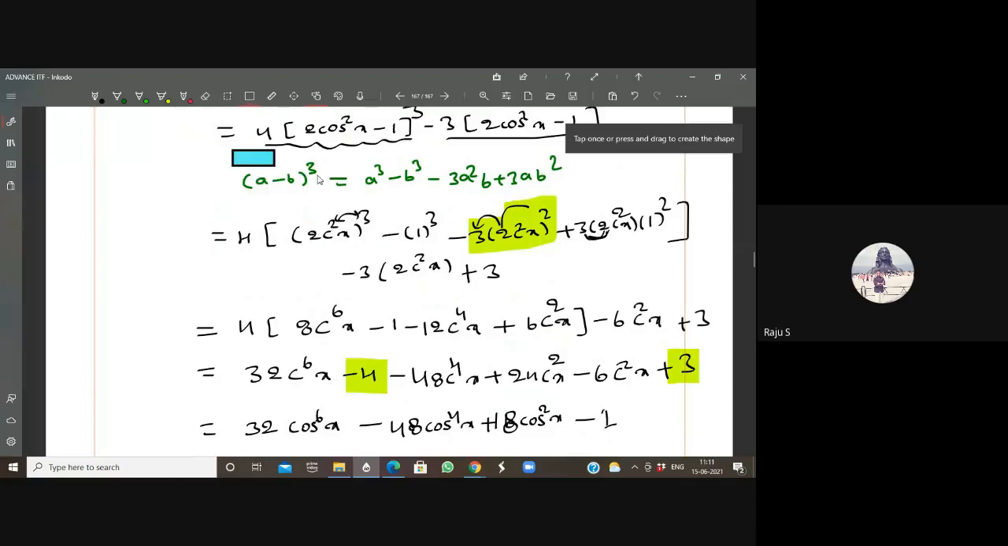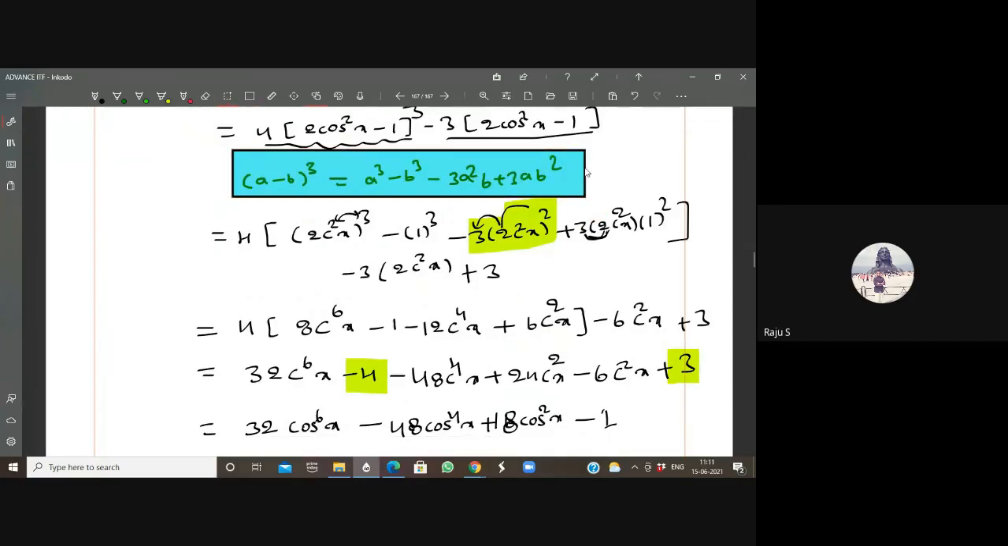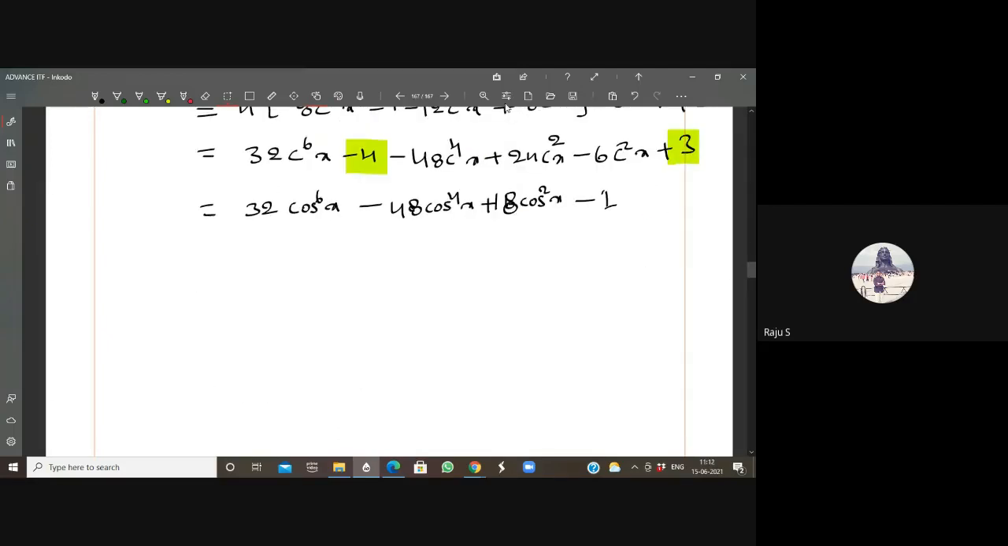A minus b whole cube, you can write as a cube minus 3a square b plus 3ab square minus b cube. Then substitute a value as 2 cos square x, b value as 1, and simplify. Finally we get what is required, the RHS. Therefore, hence proved, LHS equal to RHS. Correct or not? Minus 32 minus 48 plus 18 minus 1.